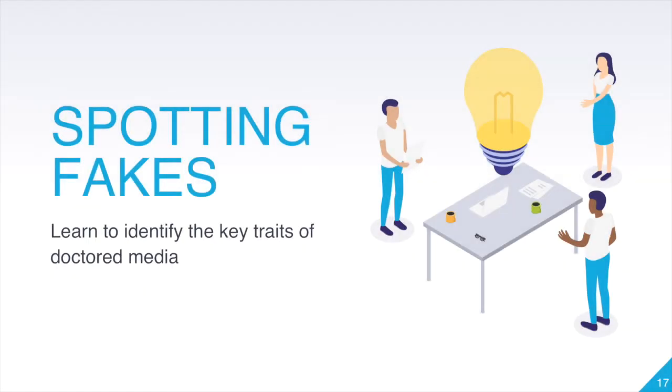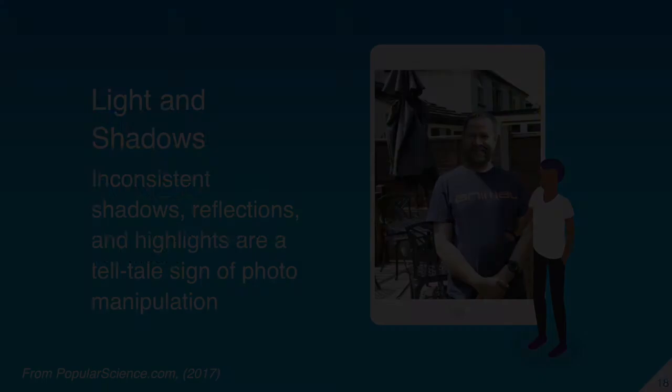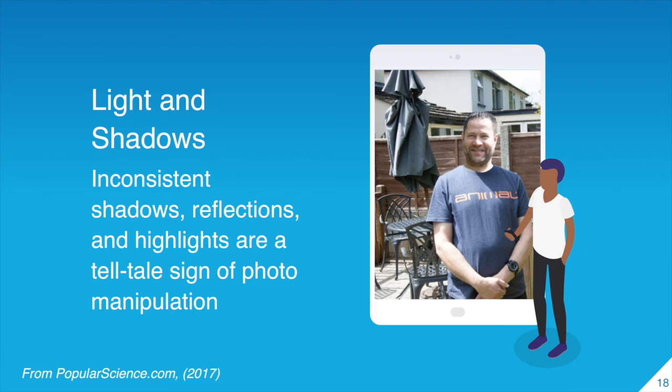So that's exactly what I'm going to do right now, is give you a couple of tips on how to spot fake images. There's a few key traits that doctored media tend to have, and we're going to go over those in detail right now. So the first thing you're going to want to look at when you're trying to determine the authenticity of an image is the light and the shadows.